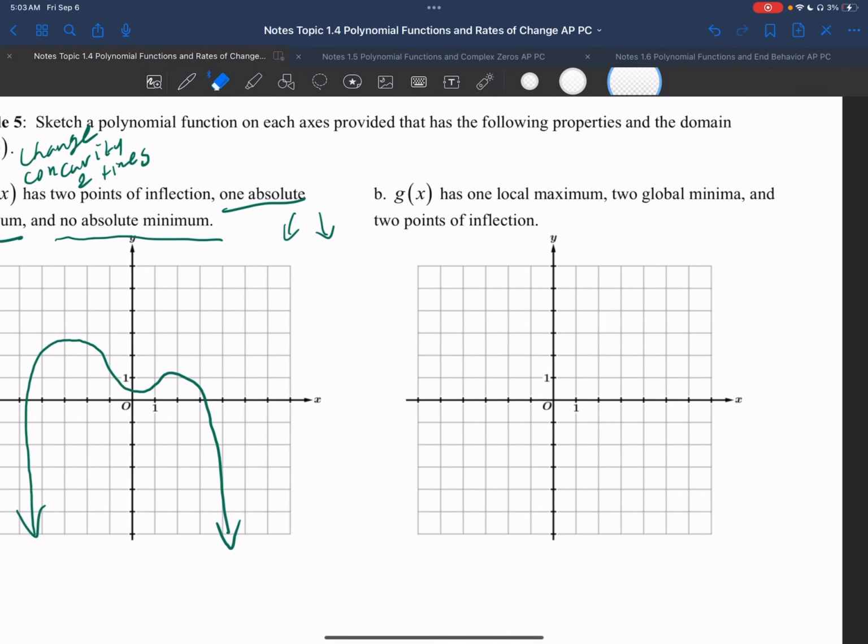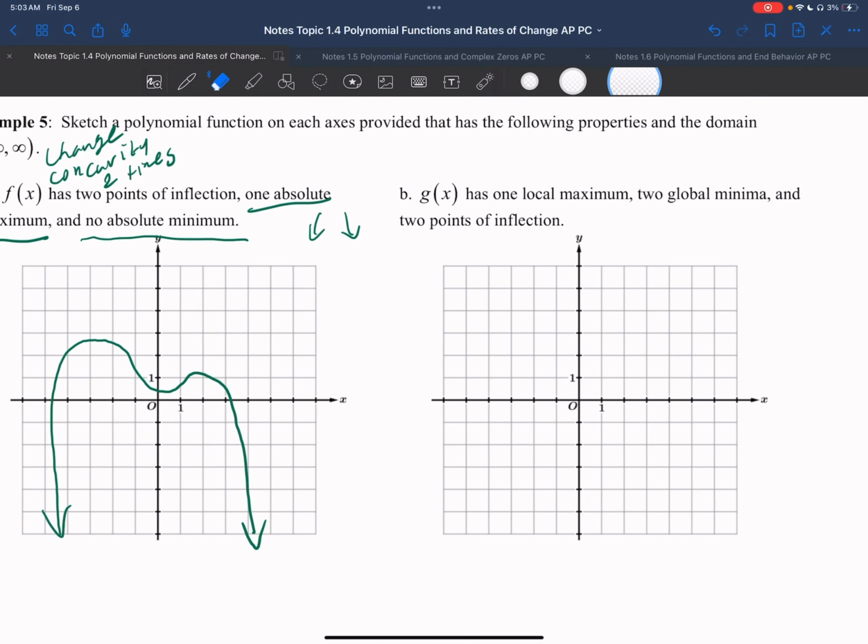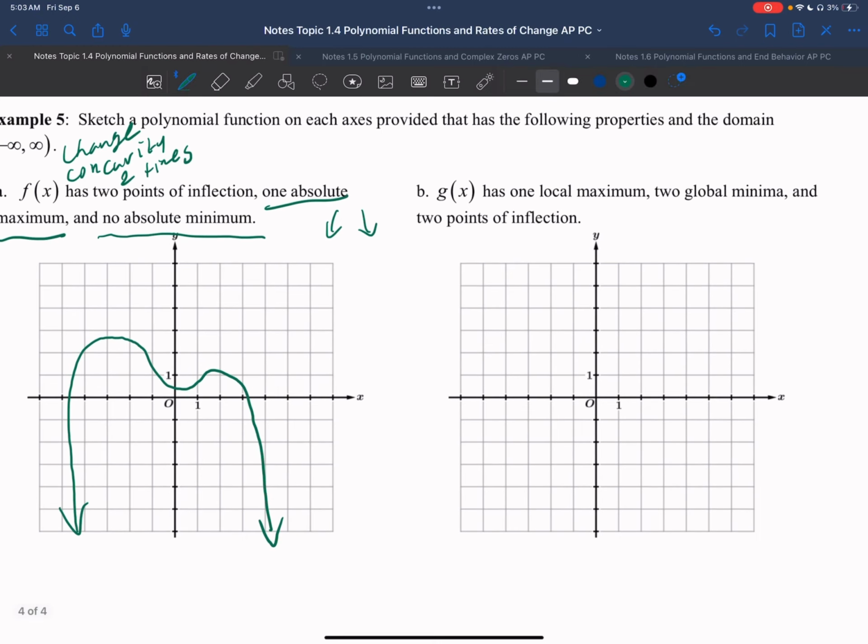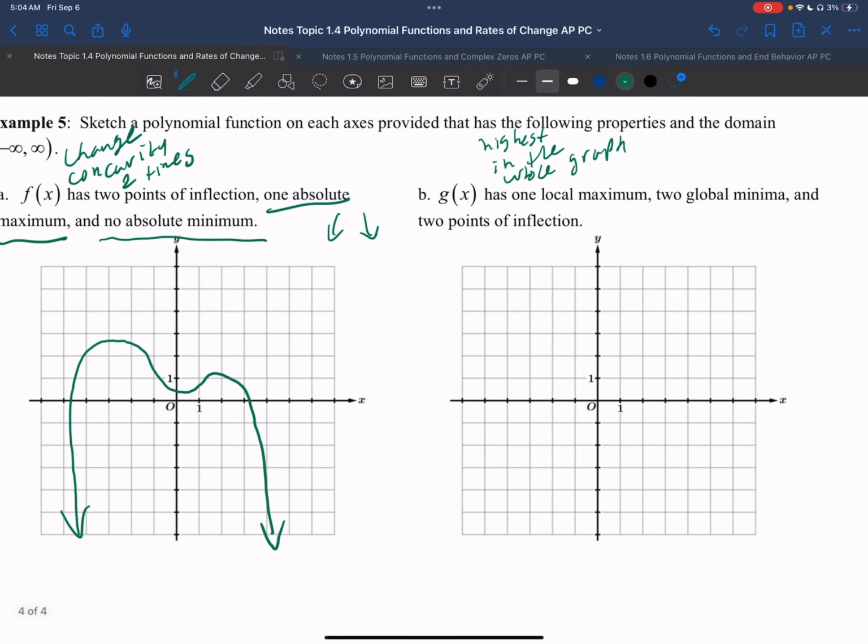For B, they want a graph that has one absolute maximum. They want to have two absolute minimums, and then they want to have two different points of inflection. So again, I need to have one point that is the highest in the whole graph. I need to have two other points that are going to be the lowest.